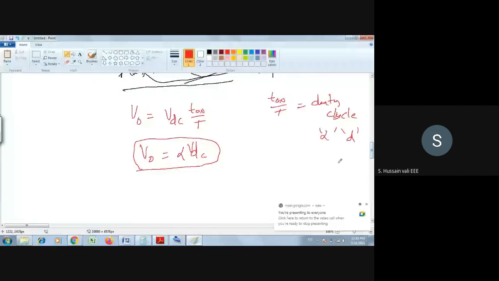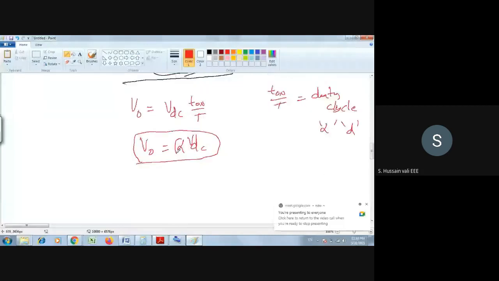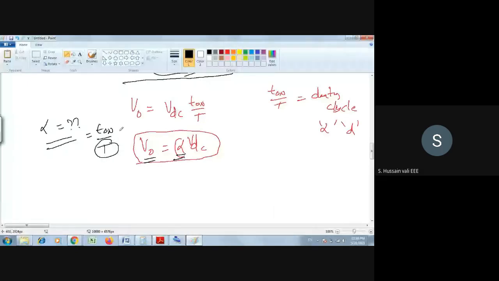Then how do you change alpha? Because what is the logic here? How to change V naught? You can change V naught by changing alpha. That's the logic we found. So now how to change alpha? Alpha is equal to T on by T. Several methods are there. One way is that I will keep T constant, whereas I will change T on. Only T on I will change. Then in that case alpha will change. You see here, alpha is equal to T on by total T. In the numerator you have T on, in the denominator you have capital T, which is nothing but the time period. So I will keep capital T constant, whereas T on I will change.